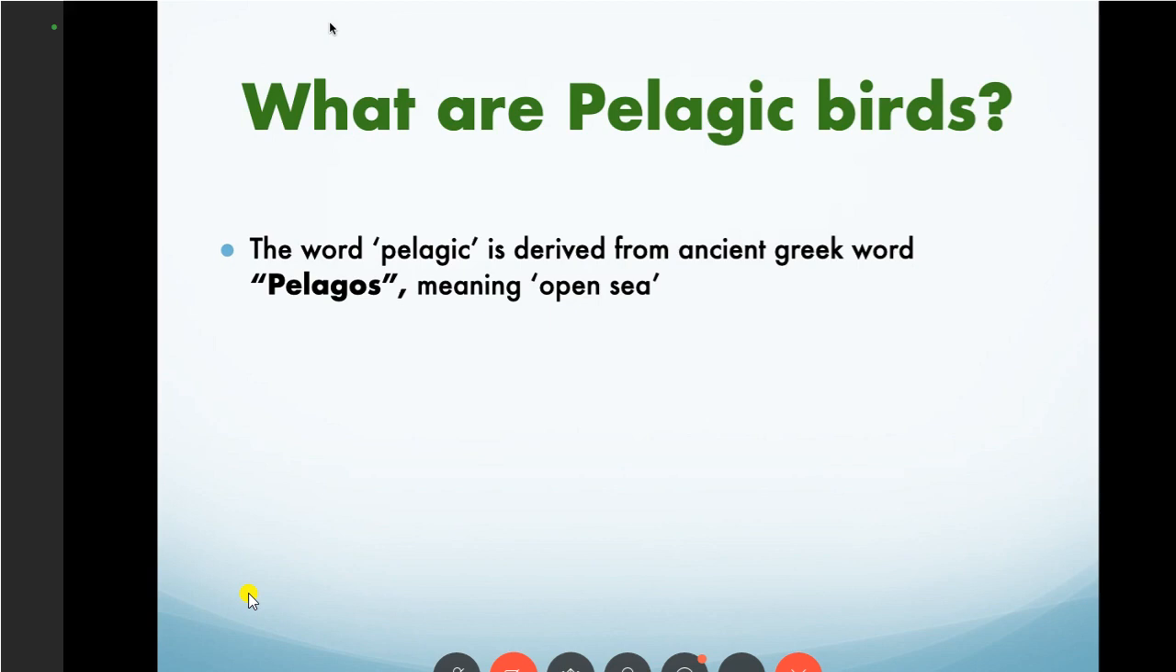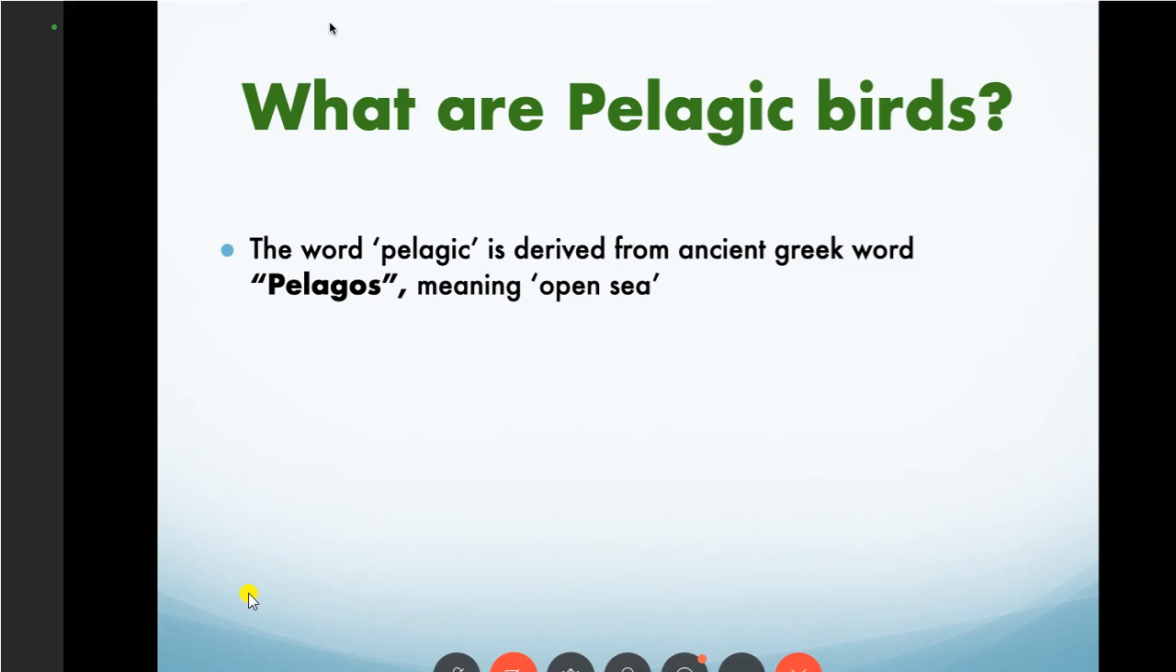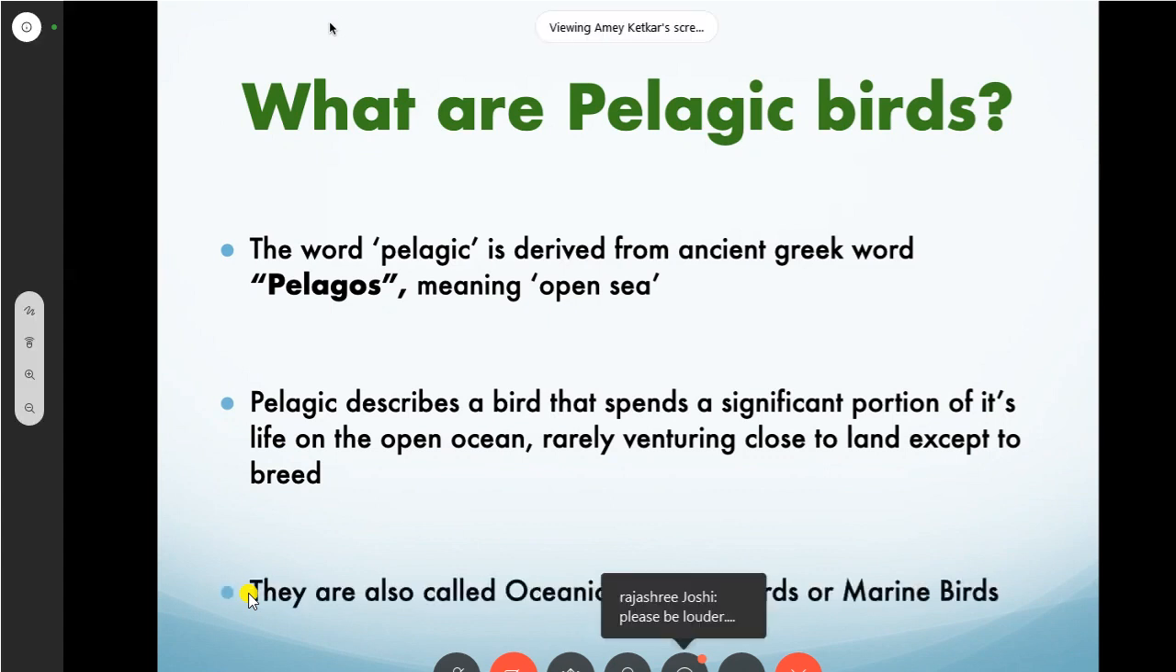These are birds associated so closely with the sea that they spend almost their entire life in the sea. They hardly ever land. They probably come on land only to breed, and just a few times. So majorly all their life is spent over the oceans. They are also called oceanic birds, seabirds, or marine birds. Different names for the same kind of birds.